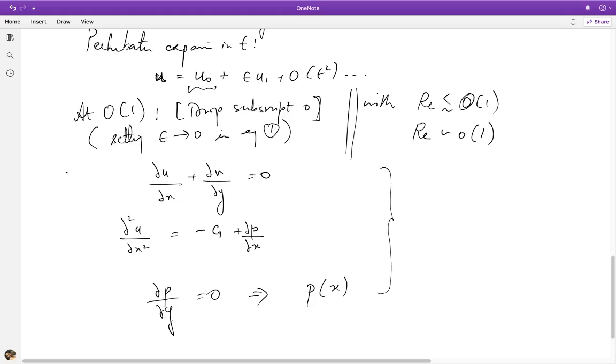So these equations are the lubrication or thin gap or long wave equations.